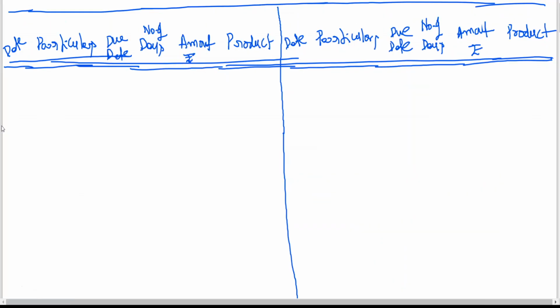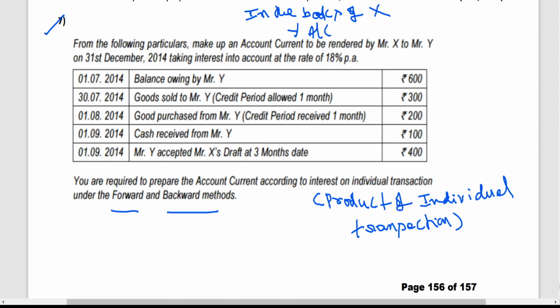So in the date column, 1st July 2014, to balance brought down, the amount is 600 rupees. Due date, 1714 only. We calculate the number of days later on. To balance brought down has been completed. Then next, let us look.